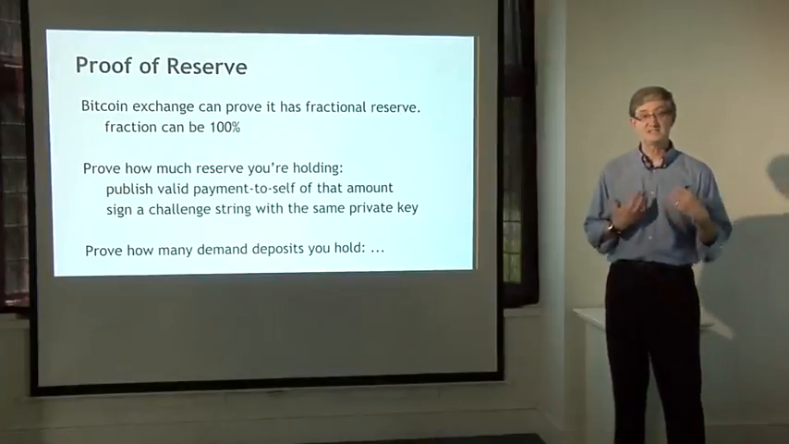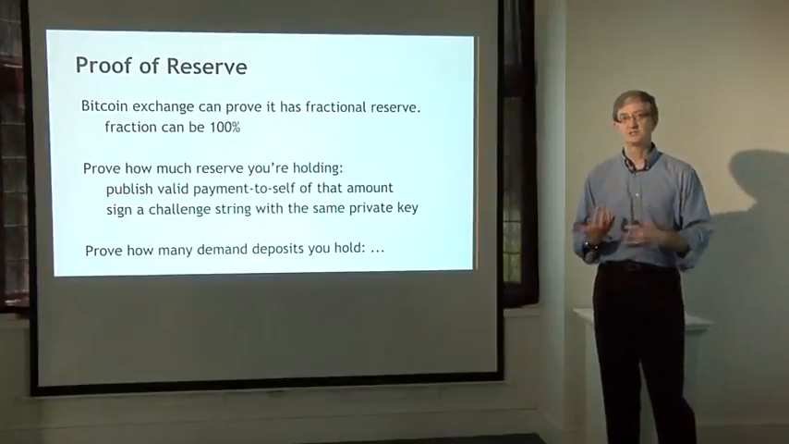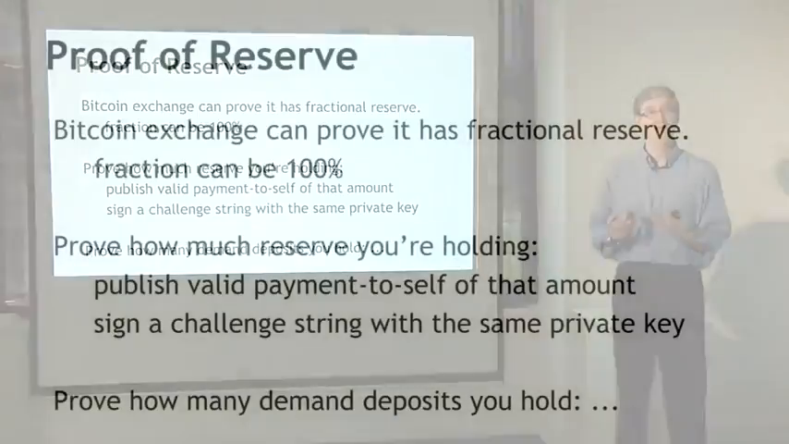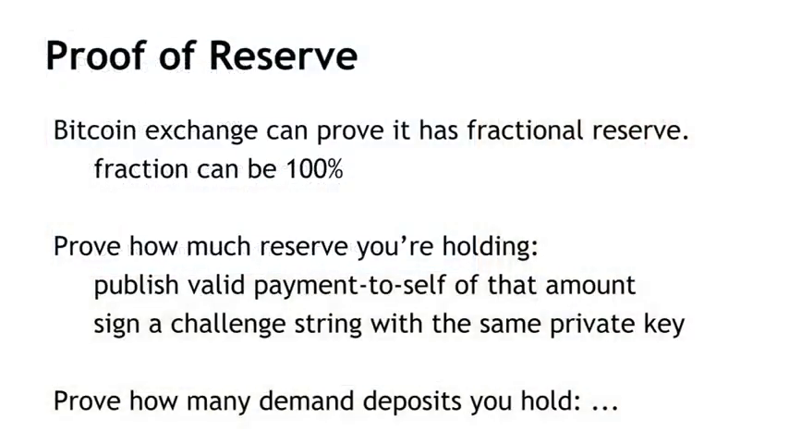Now, strictly speaking, that's not a proof that the party who's claiming to own the reserve owns it. All this proves is that whoever does own that 100,000 Bitcoins is willing to cooperate in this process. But nonetheless, this looks like a proof. This looks something like a proof that somebody controls or knows someone who controls the given amount of money. So the first piece is to prove how much reserve you have. And the second piece is to prove how many demand deposits the group holds.